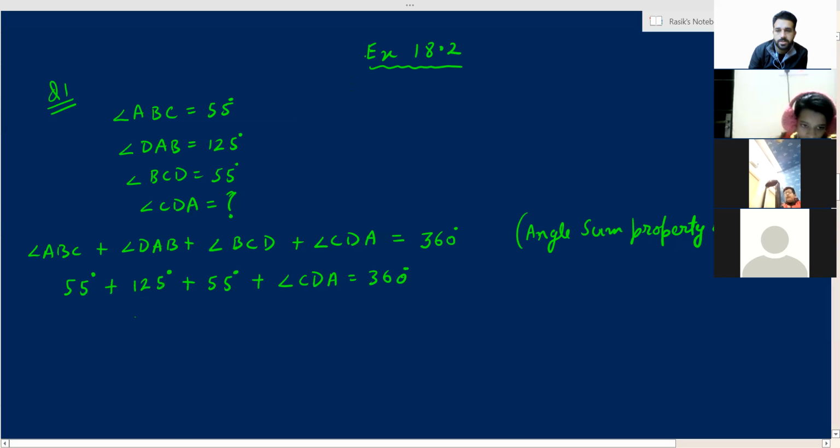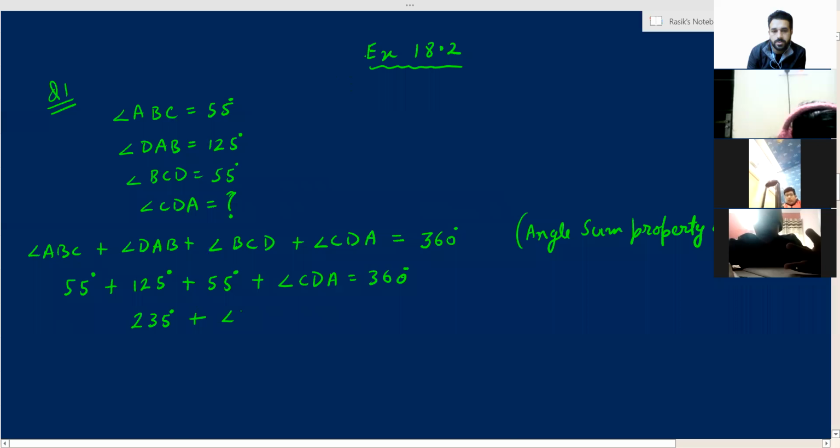The sum is, all of you, what is the sum? 55 plus 55 plus 125. 235. Angle CDA equals to 360 degrees. So after adding 55 plus 125 plus 55, we get 235. Sorry, answer is?